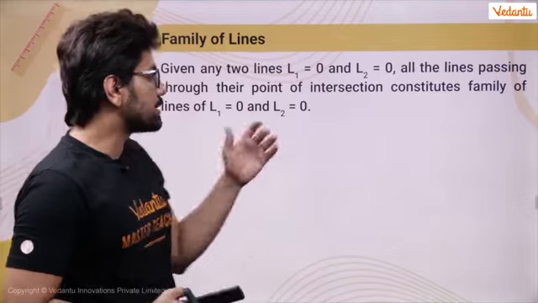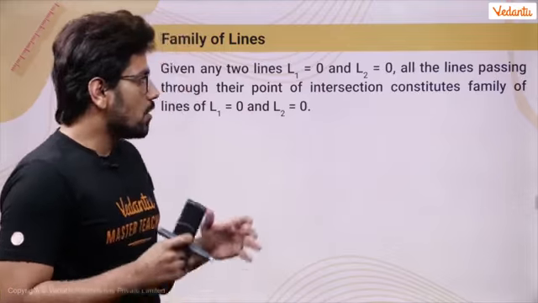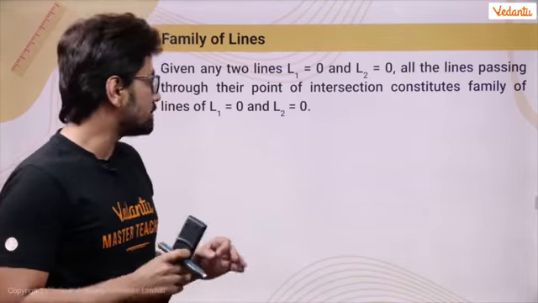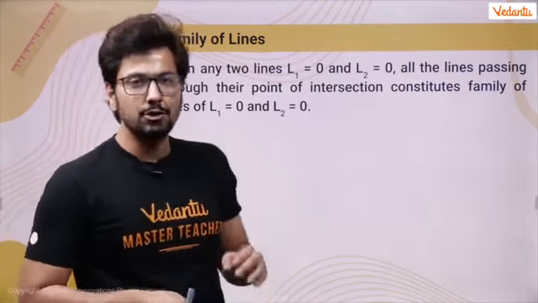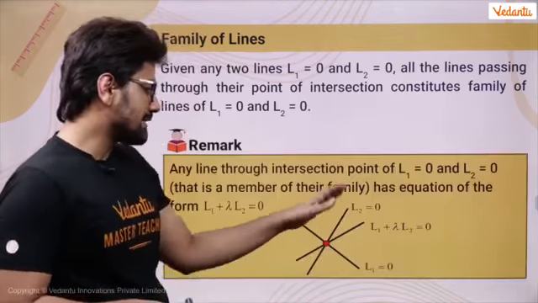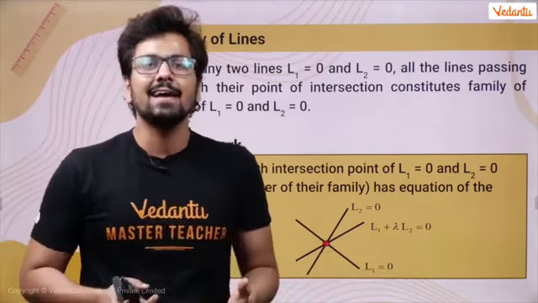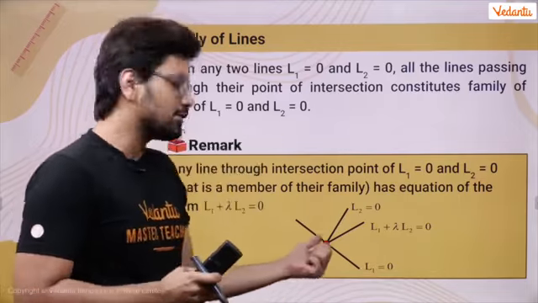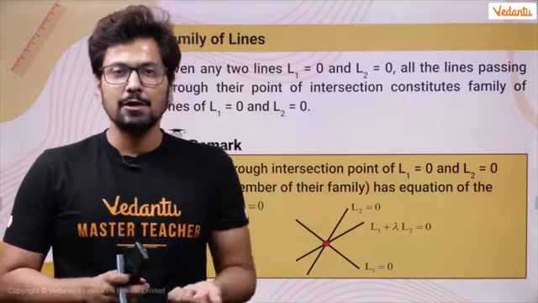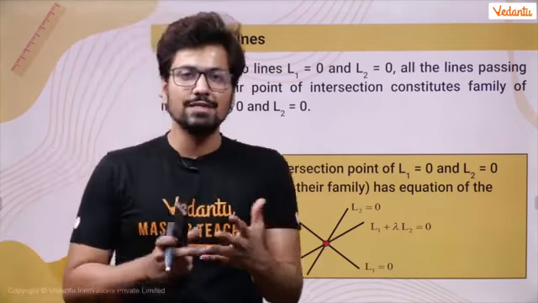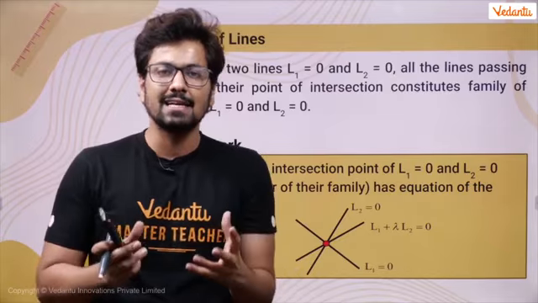Given any two lines L1 equal to 0 and L2 equal to 0, all the lines passing through their point of intersection constitute the family of lines of L1 equal to 0 and L2 equal to 0. So suppose there are two lines L1 equal to 0 and L2 equal to 0. There can be infinite lines passing through the point of intersection of these two lines, right? So the equation of all these infinite lines is basically the family of lines.